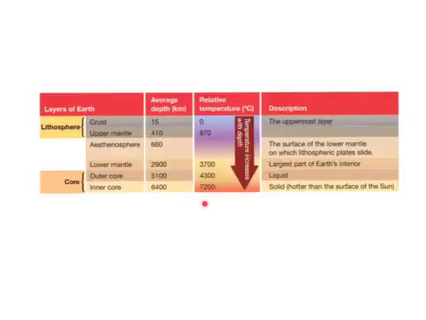And the inner core, the hottest part of the Earth, gets over 7,200 degrees Celsius, which is, in fact, hotter than the sun.